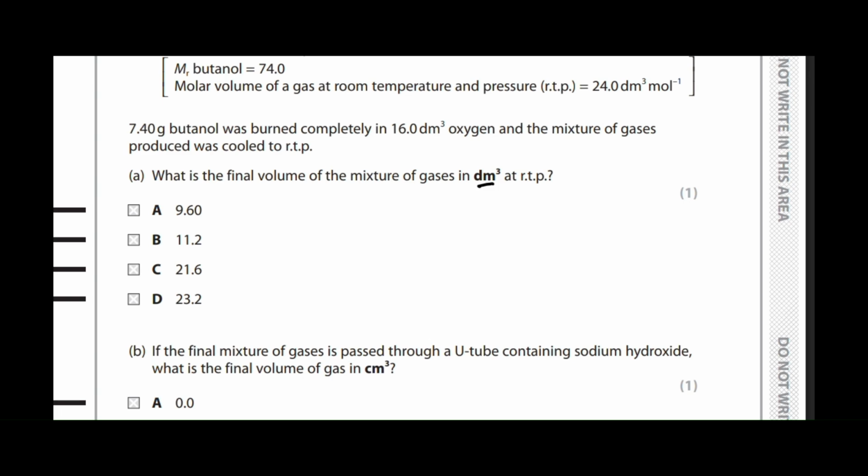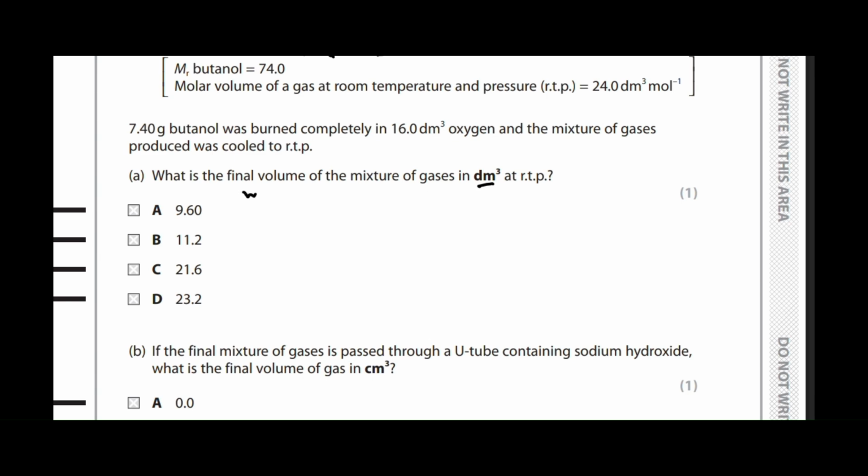It burned completely in the presence of oxygen, so oxygen will be in excess. At the end, carbon dioxide gas will be produced, and the oxygen which remains after the reaction with butanol will also be left in the reaction mixture. So at the end we need to find the total volume of the mixture of gases, which will be the total of the remaining oxygen gas as well as the carbon dioxide gas. So let's start the question.